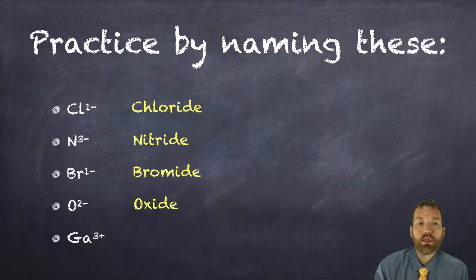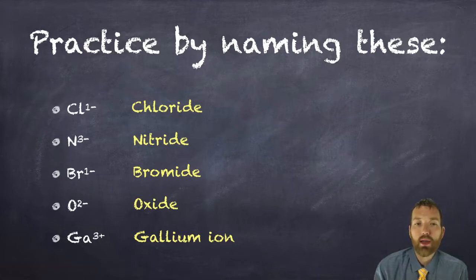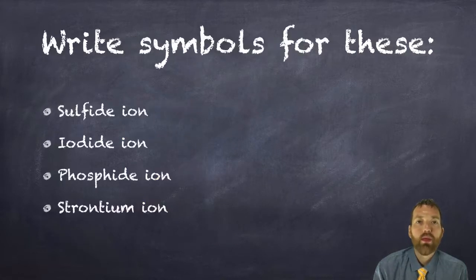And the last one is gallium, and it is not going to be galide. If you said galide, you fell for the trap. Look at the charge, 3 plus. That means it's a metal. Metals don't gain electrons and become negative anions. They lose electrons and become positive cations. So the charge here tells me that it's a metal. It's a cation. So I just need to add the word ion at the ending. So hopefully you didn't fall for the trick there.